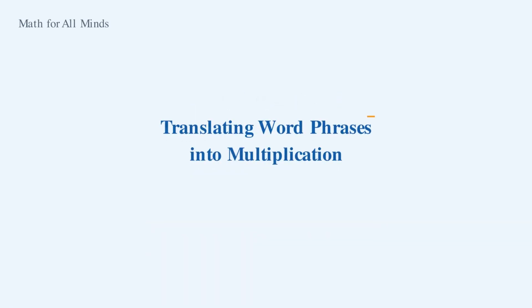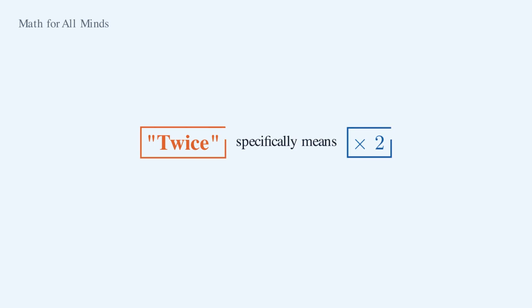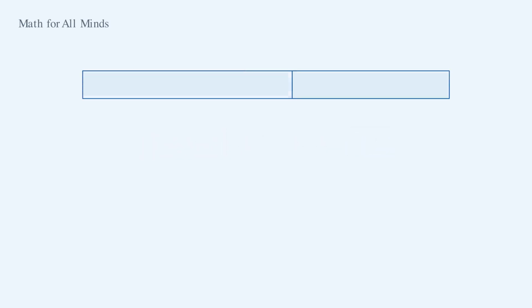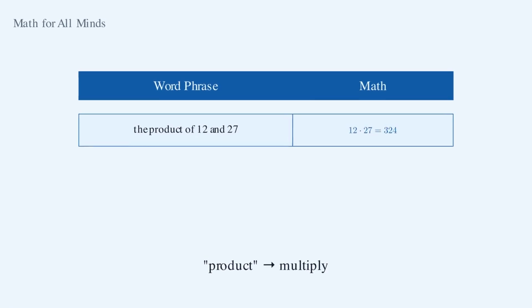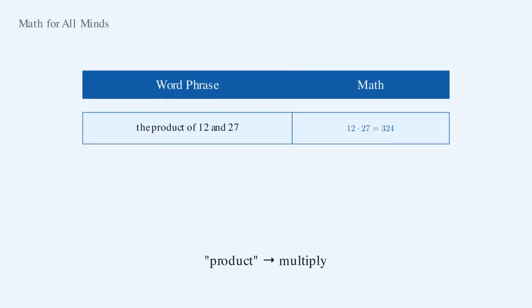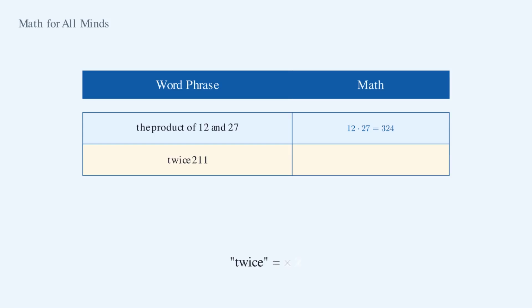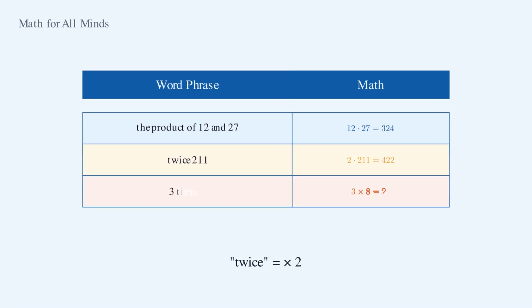Let's translate some word phrases into multiplication. The words times, product, and twice all signal multiplication. Twice specifically means times 2. So the product of 12 and 27 becomes 12 times 27, which equals 324. And twice 211 becomes 2 times 211, which equals 422.